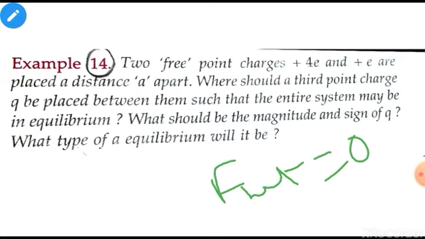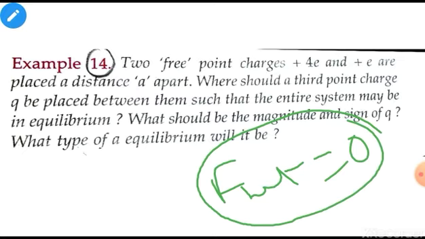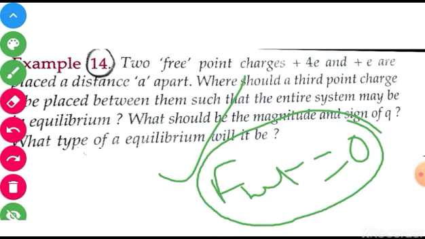Second, there are three types of equilibrium: stable, unstable and neutral. When we solve this question, we have to focus on this key point, that for equilibrium F net must be 0. Okay, let's move to the solution.